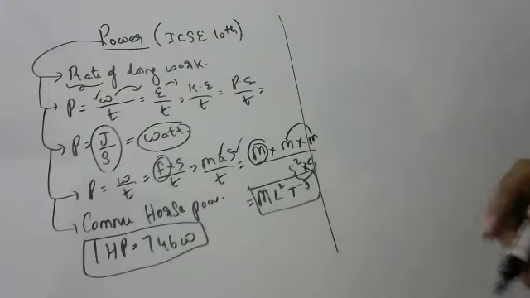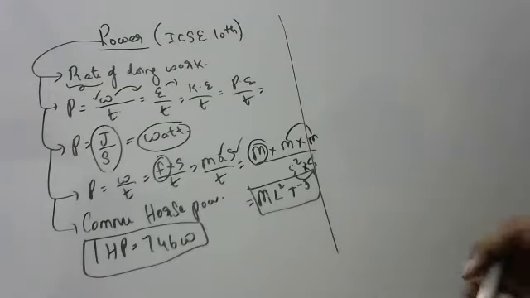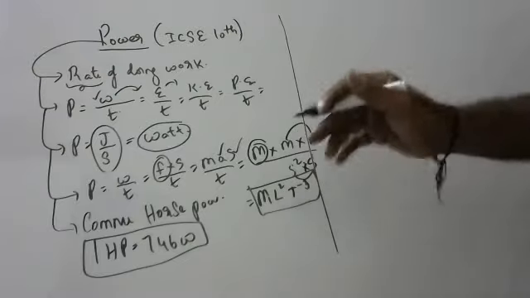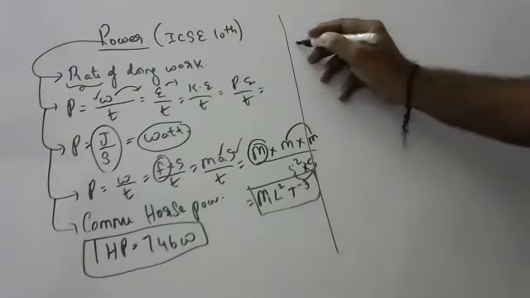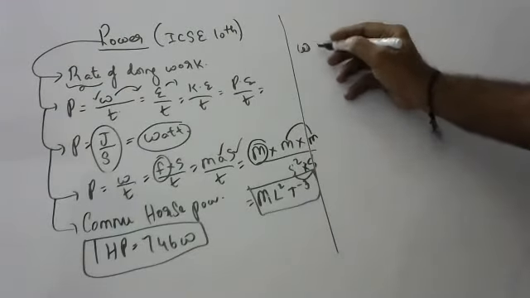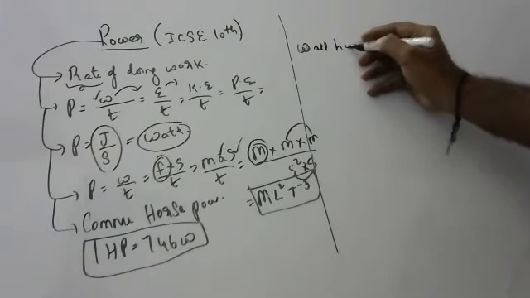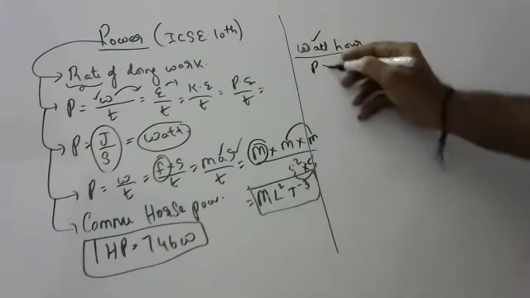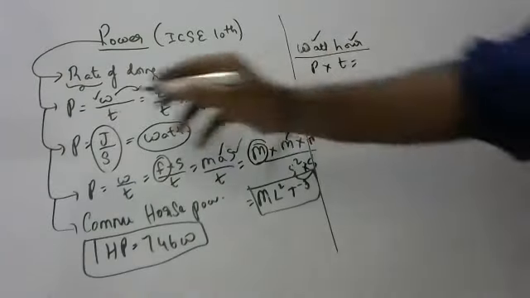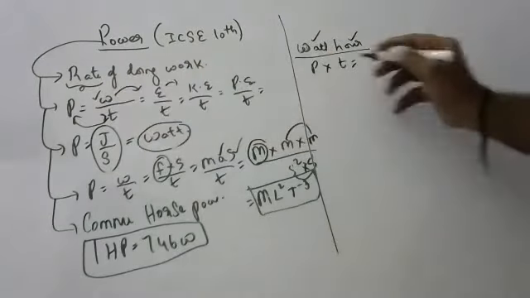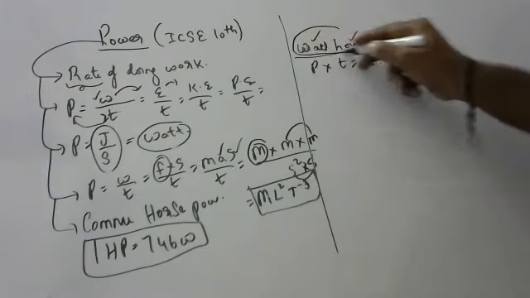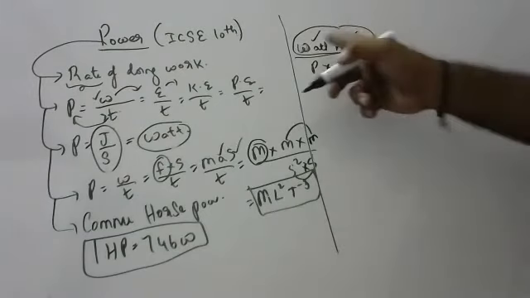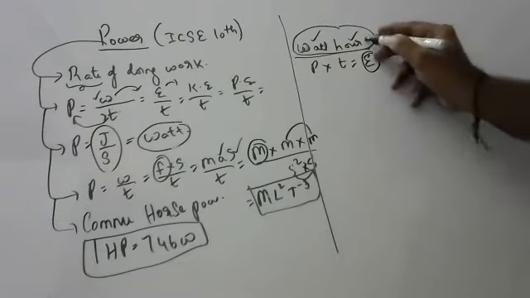Okay, children, now other units of energy. This is not a unit, this is power, children. But sometimes you will get confused when they say watt hour. Watt hour is not the unit of power, children. Watt means power, hour means time. Power into time is energy. So watt hour is a unit of energy. Don't get confused: watt hour is a unit of energy, not a unit of power.